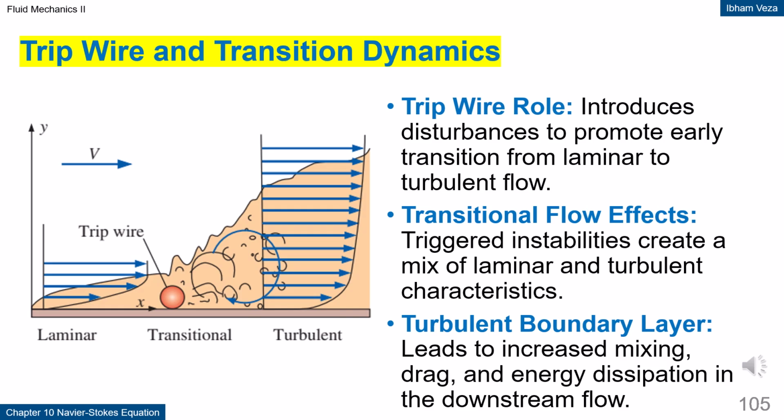Tripwire and transition dynamics. A tripwire is used to trigger an earlier transition from laminar to turbulent flow. By introducing artificial disturbances, the boundary layer becomes unstable more quickly. This is often done in experiments to control the transition location. A turbulent boundary layer has stronger mixing and higher friction. This example shows that surface conditions strongly influence flow behavior.